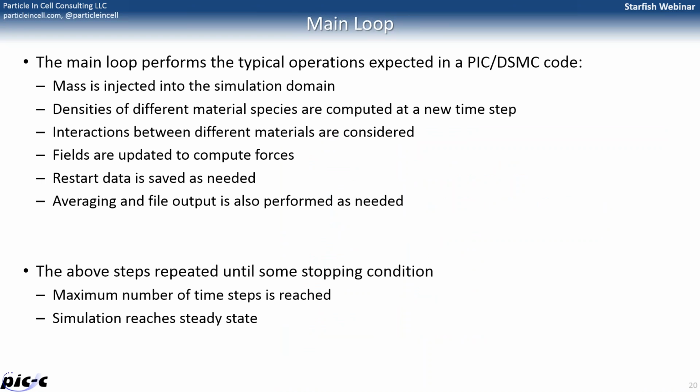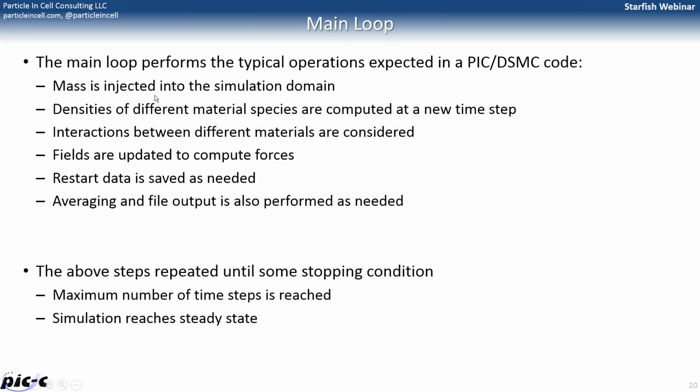So the main loop performs the typical operations that you expect in the PIC or DSMC code. First, we inject some mass into the simulation domain. This could be either from surface sources or from volume sources. Then the densities of different materials are computed at the new step, and this is basically the particle push part in the PIC code.